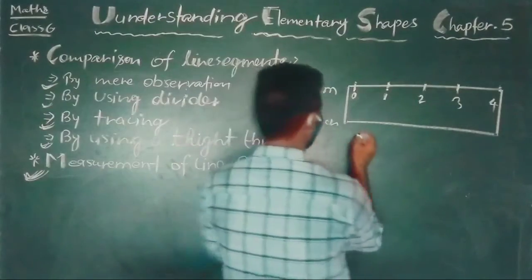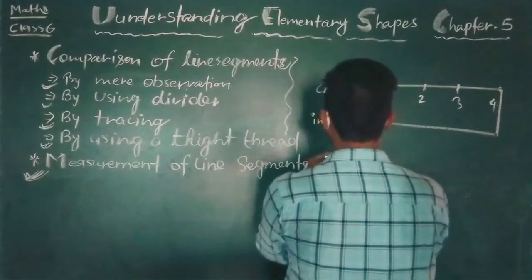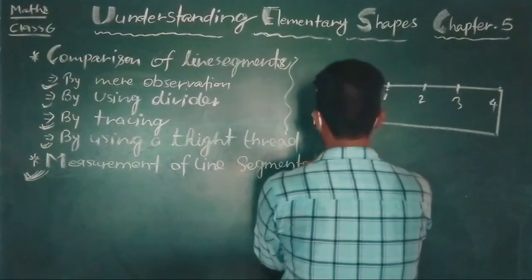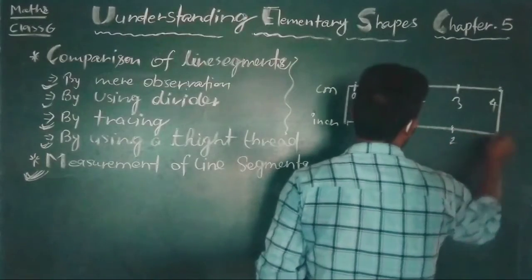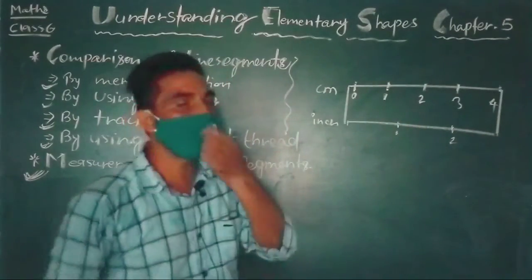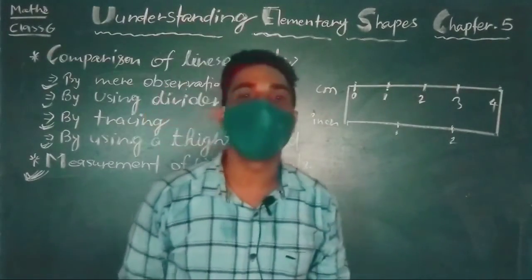And on the downside it will be written just as you see, as inches. It will start from here, and like that 1, 2, it will go down. So in inches we do not measure line segments. We measure in centimeters.